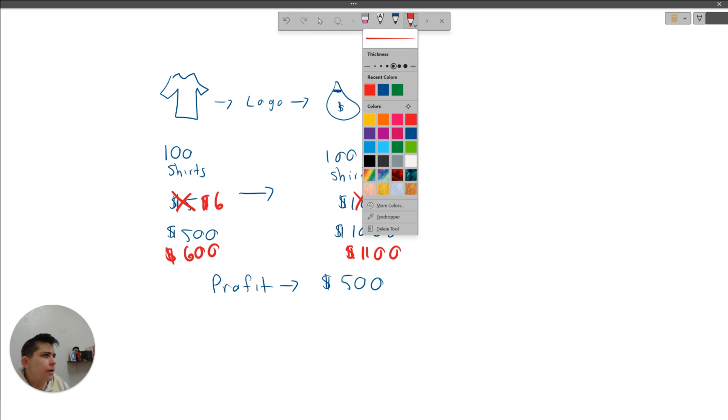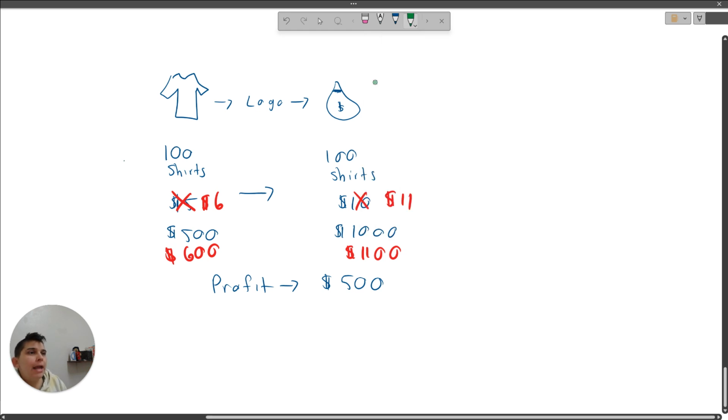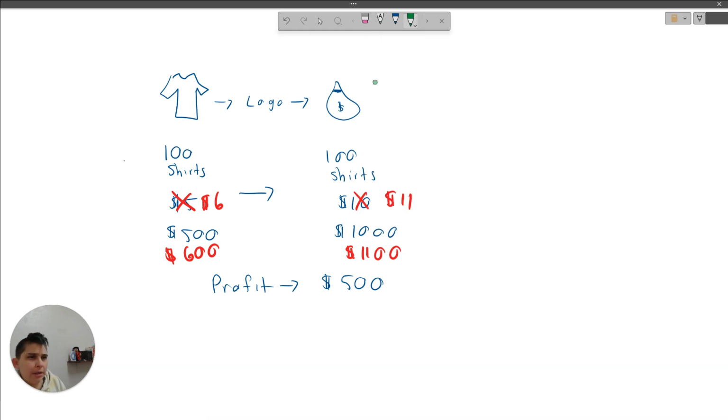What if, as a lot of politicians will promise, a lot of leadership will promise, they'll say, hey, we're going to bring the cost of ink down. So now, let's say ink goes down to 50 cents. That's awesome, right? So now it's 50 cents.